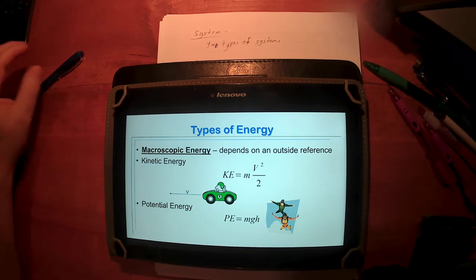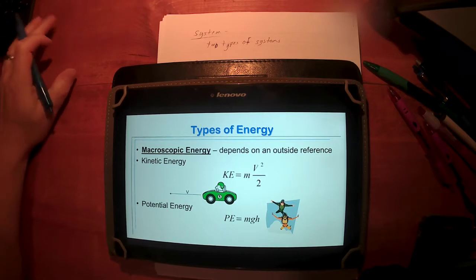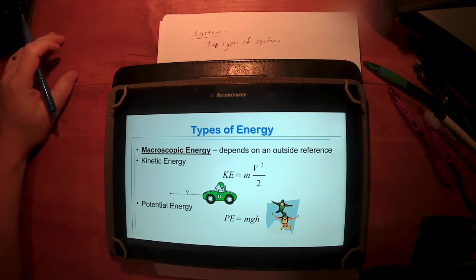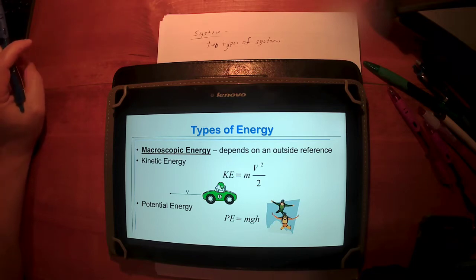So one of my favorite questions: are you moving right now? Are you moving right now? It's okay, take a guess. Some of you maybe are saying yes, and some of you are maybe saying no, and the truth is you're technically both correct. The proper response to are we moving right now is: with reference to what? Relative to what? How are you measuring me?